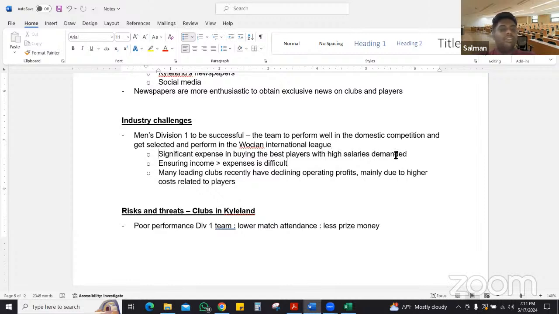Next, for a company to face this industrial challenge, one of their major challenges, they'll have to spend money to buy the best players. And ensuring income is more than expense is actually difficult.